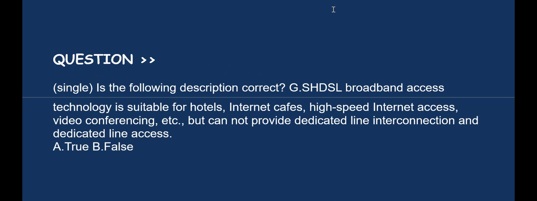The next question is, is the following description correct? G.SHDSL broadband access technology is suitable for hotels, internet cafes, high-speed internet access, video conferencing, etc. But cannot provide dedicated line interconnection and dedicated line access. Option A true, option B false. The correct answer is option B.